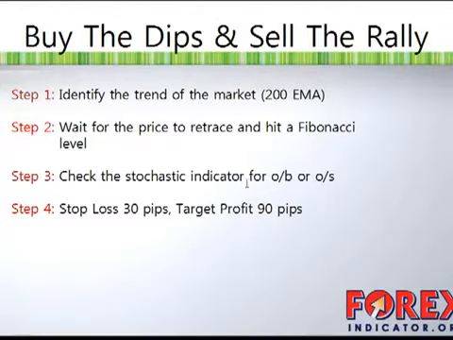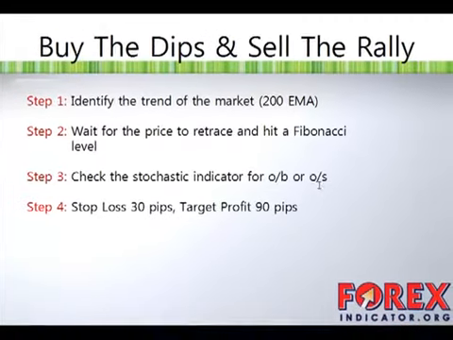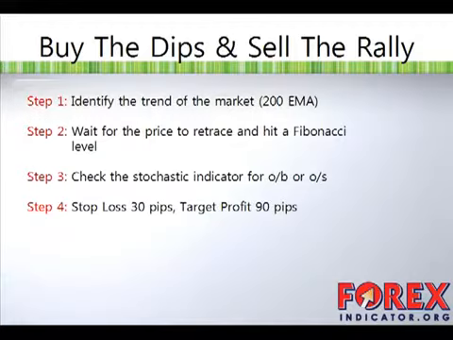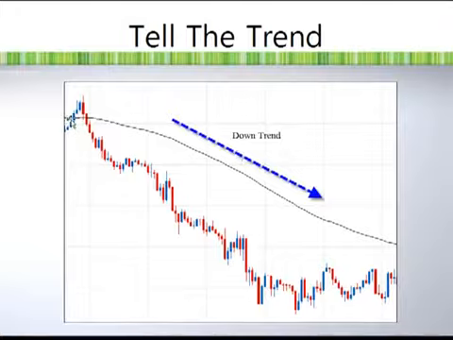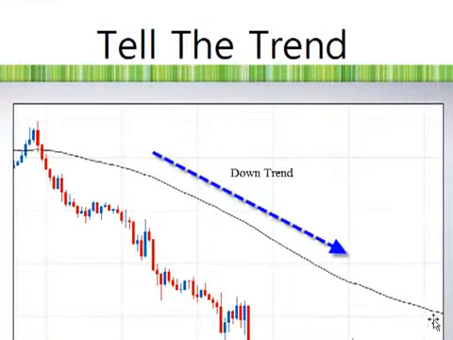I've listed down the 4 steps for you to follow, and you can try it out on your trading chart and see if it works for you. Step 1 is to identify the trend of the market, and this is done using the 200 EMA. Let's take a look at this picture. This black line is the 200 EMA. When the 200 EMA is sloping at a good angle in a particular direction, it is telling you that it's in a strong trend. In this case, it's sloping downwards in a steep gradient, so it's in a strong downtrend.